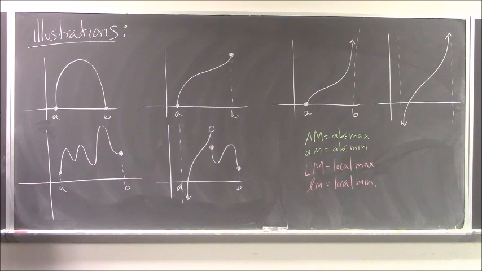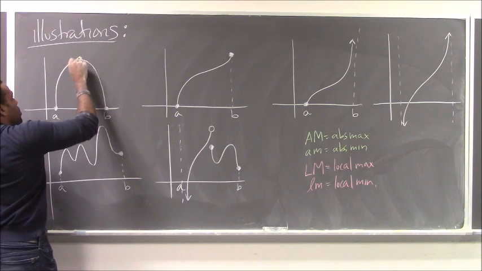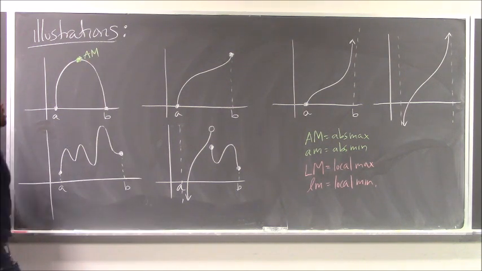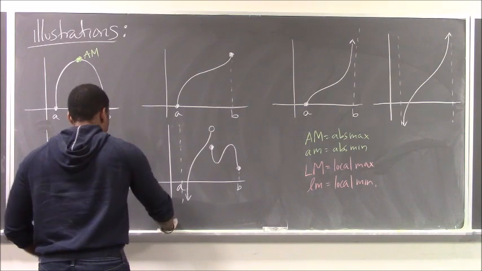Now, in the first example, where would you identify the absolute max and min? Hopefully you'll notice that an absolute maximum would occur at the peak here. That's an AM. The absolute minimum is the smallest one if I'm thinking of extrema on AB.